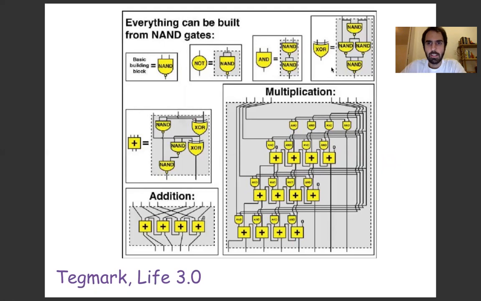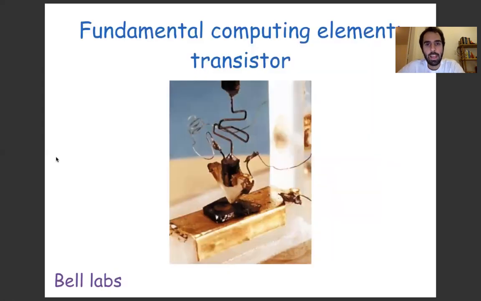These are some gates that you can build using the NAND gate. So you can do addition or multiplication of numbers. This is basically what's inside every calculator. Okay. So the fundamental element of classical computing is the transistor.